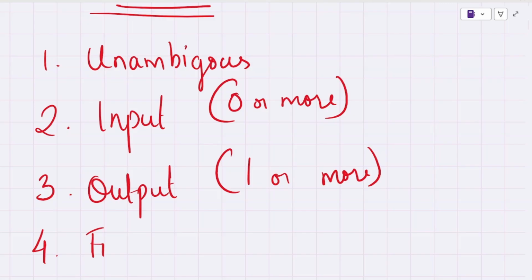Then comes finiteness. Finiteness is, as I've told you, a finite amount of time. The algorithm must terminate at some point. It cannot keep on going. It should end at some point.